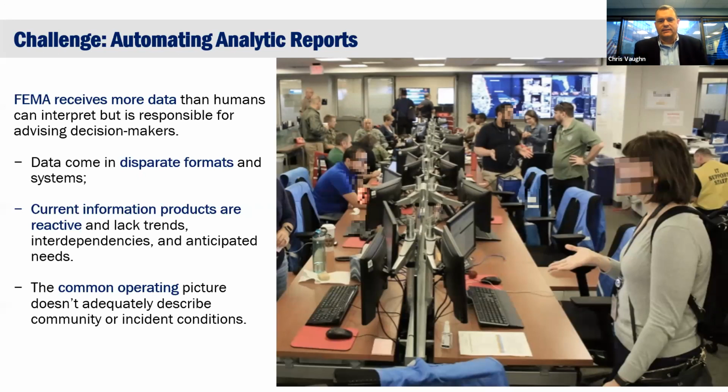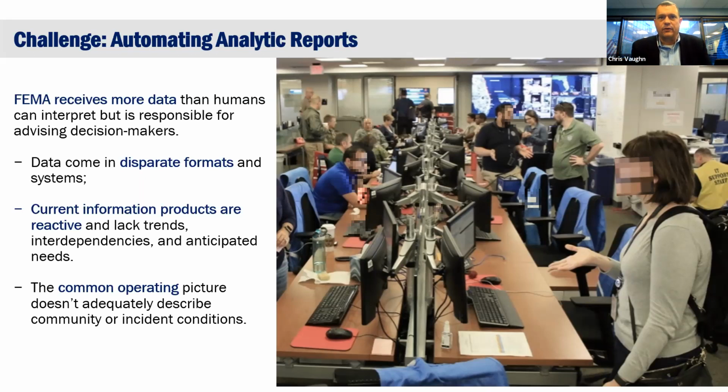This is an example of the National Response Coordination Center. This is where I'm currently at today. And there's big screen TVs all around. If you work in emergency management, chances are you work in an emergency operations center. And so much of the conversation is driven by what's up on the big screen. So we're very aware of that, and trying to understand.